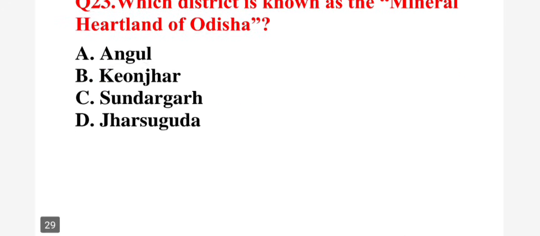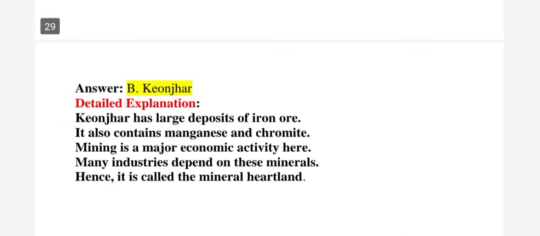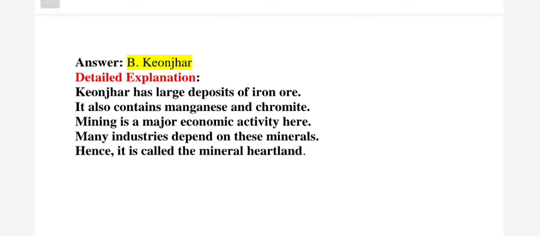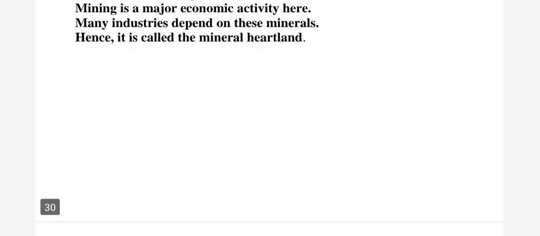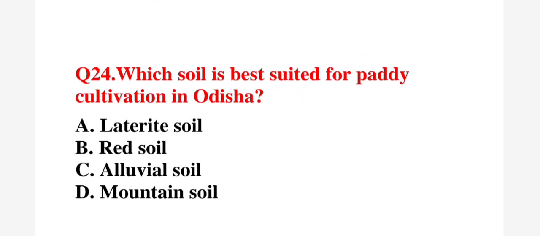If we talk about Keonjhar, Keonjhar has a large deposit of iron ore, and it also contains manganese and chromite. So mining is a major economic activity in Keonjhar, and many industries depend upon these minerals. Hence, it is called the mineral heartland of Odisha. So Keonjhar is the correct answer. Let us move to the next question, that is question number 24.